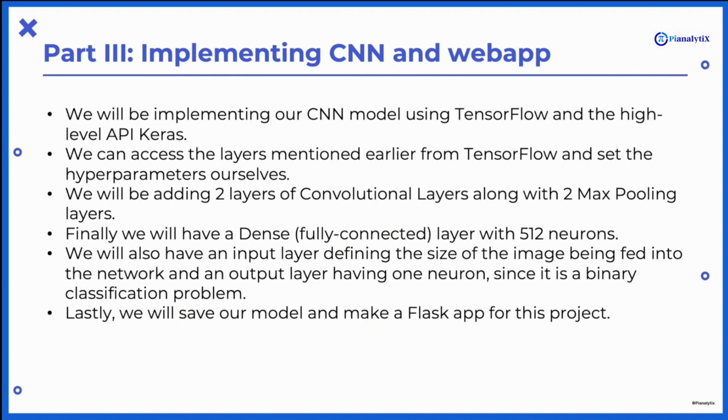So how will we be implementing our CNN model and saving the model for our web app? We'll be implementing our CNN model using TensorFlow and the high-level API Keras. We can access the layers mentioned earlier from TensorFlow and set the hyperparameters ourselves. For our specific project, we'll be adding 2 convolutional layers along with 2 max pooling layers. And finally, we'll have a dense or fully connected layer with 512 neurons. We'll also have an input layer defining the size of the image being fed into the network, and an output layer having 1 neuron since it is a binary classification problem. Lastly, we'll save our model and make a Flask app for this project.